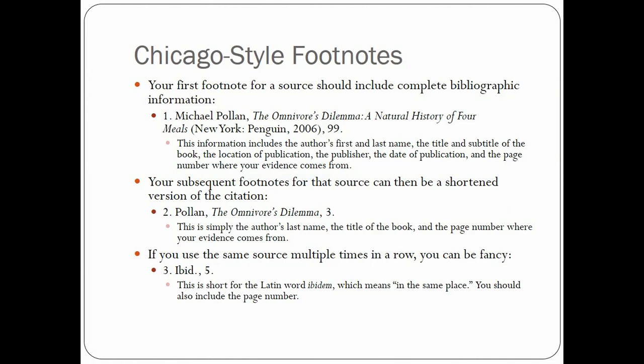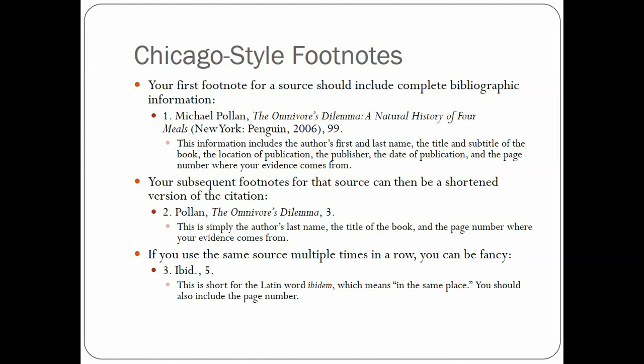So next time you cite the same source in the same paper, you can go ahead and shorten that citation. You don't have to give the full citation every single time you cite that source. You can then shorten the citation for subsequent citations. In this case, that would just be the author's last name, the title of the book. You don't have to give the subtitle in the shortened citation, just the title, and then a comma and the page number.